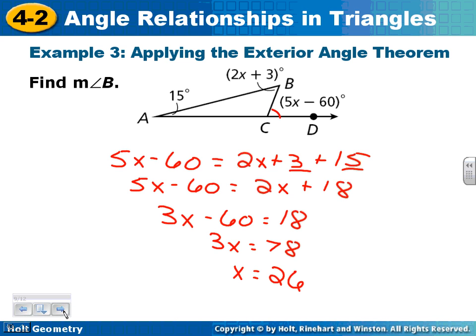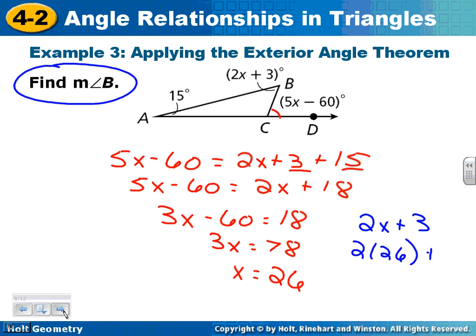I need to plug that answer in because I'm asked to find the measure of angle B, which angle B up there in the diagram is 2x plus 3. So I need to substitute in 2 times 26 plus 3. Can't forget this last step. So that's what? 52 plus 3, 55. And 55 degrees would be the answer I'm looking for.